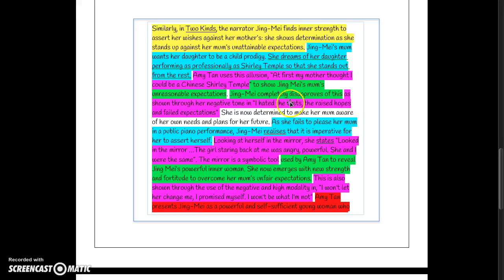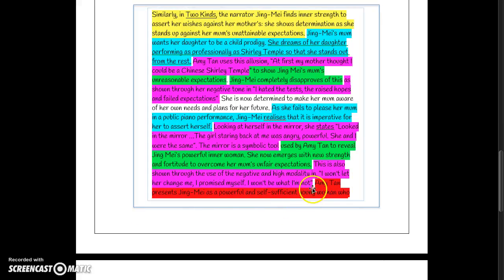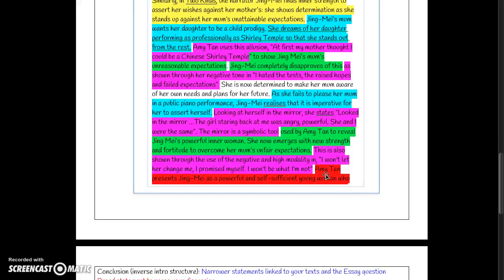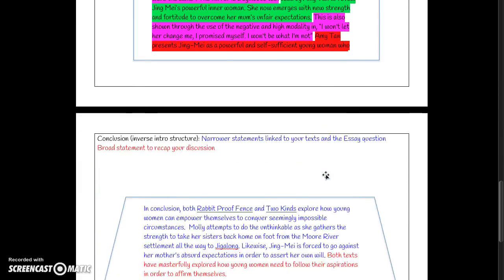And I am progressing from the fact that I say that her mom has these unreasonable expectations onto Jing Mei doesn't like that, and then onto, well, now she's feeling powerful because she looks at the mirror. And then the last one says, "I won't let her change me. I promise myself, I won't be what I'm not." So that use of the negative and high modality presents her as a powerful, self-sufficient young woman.